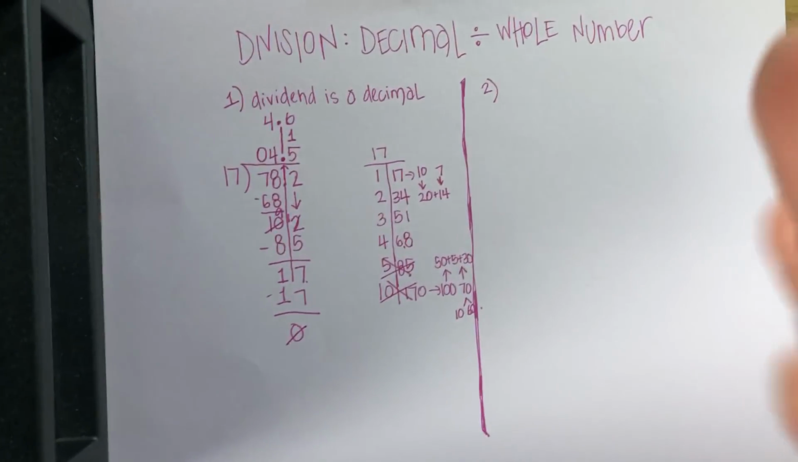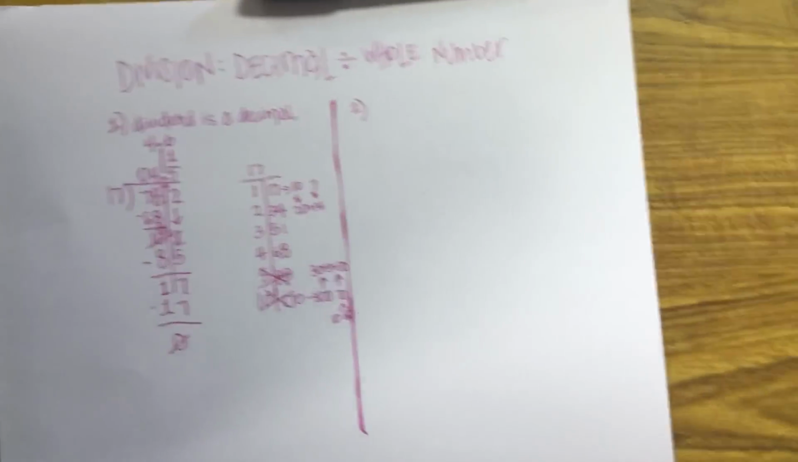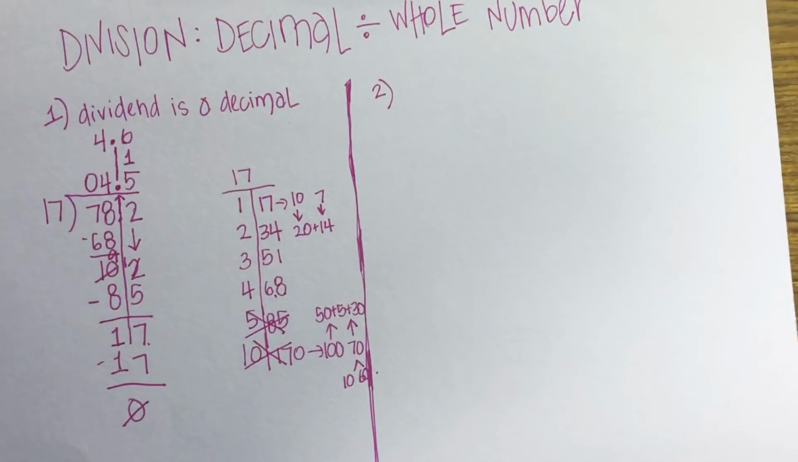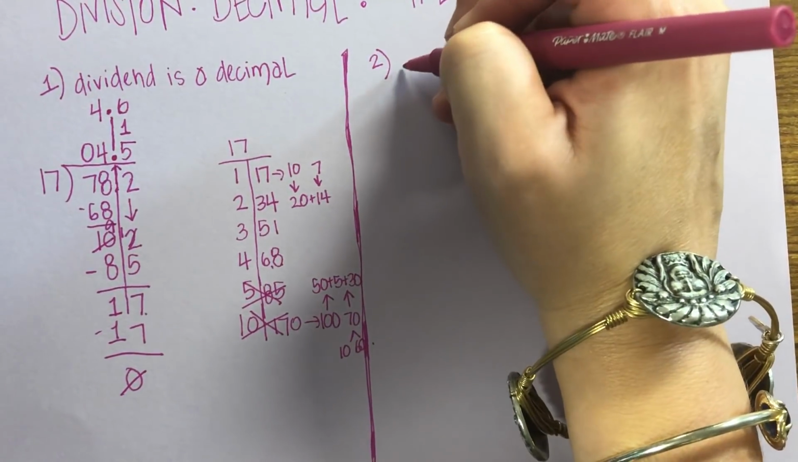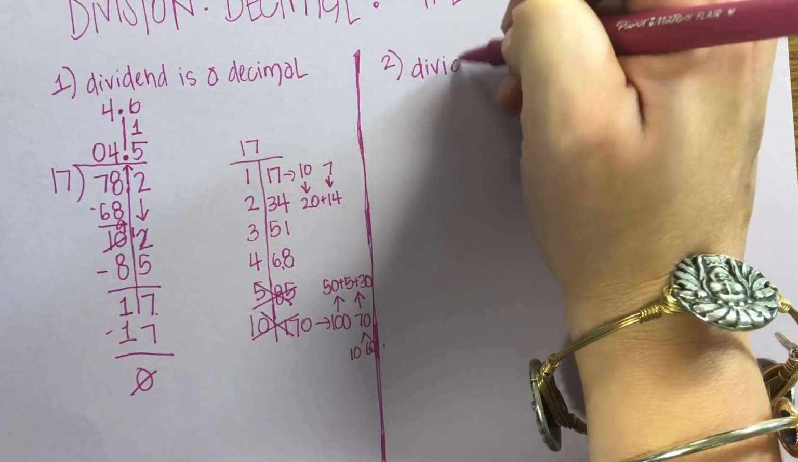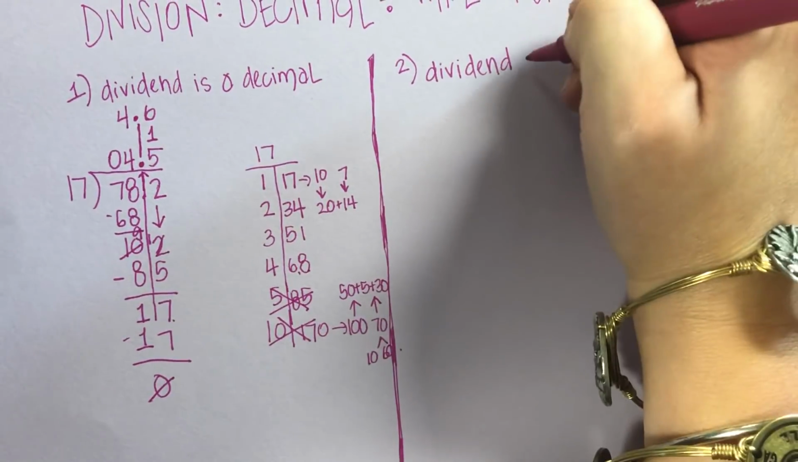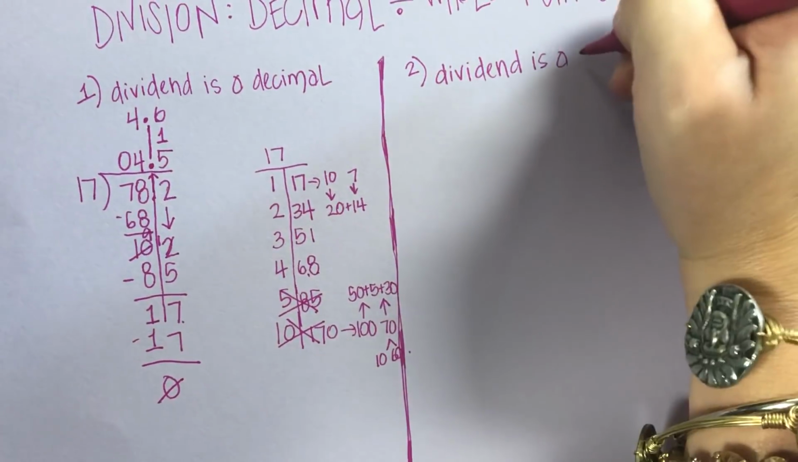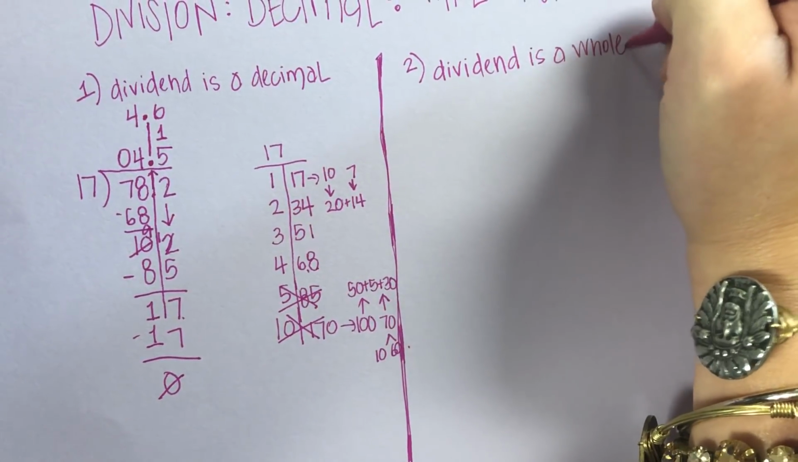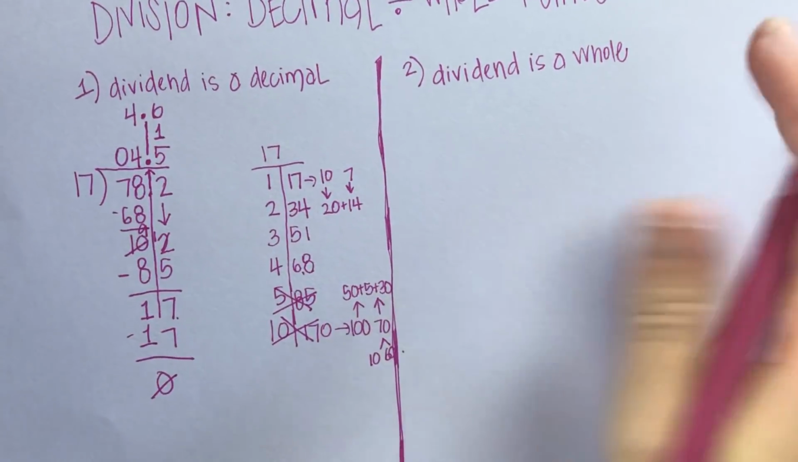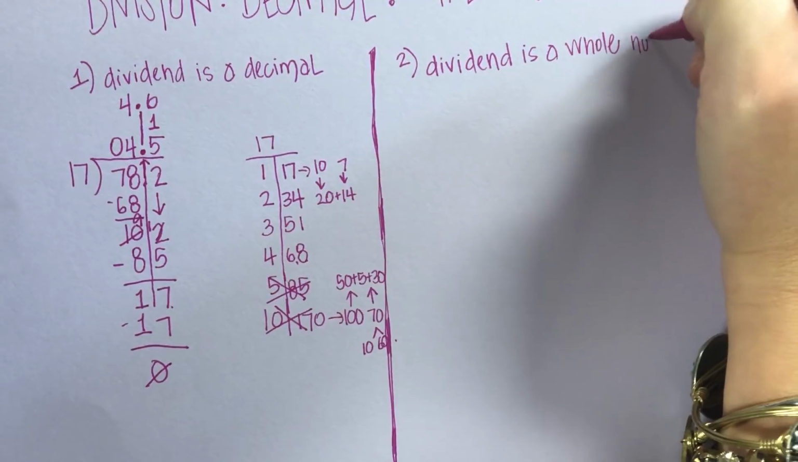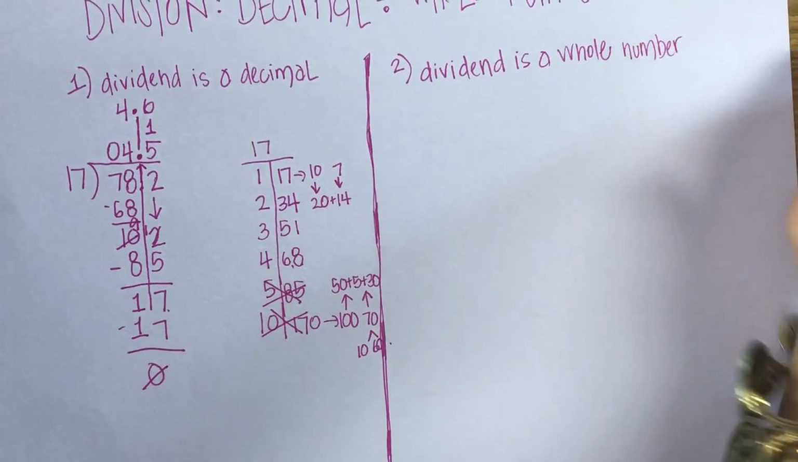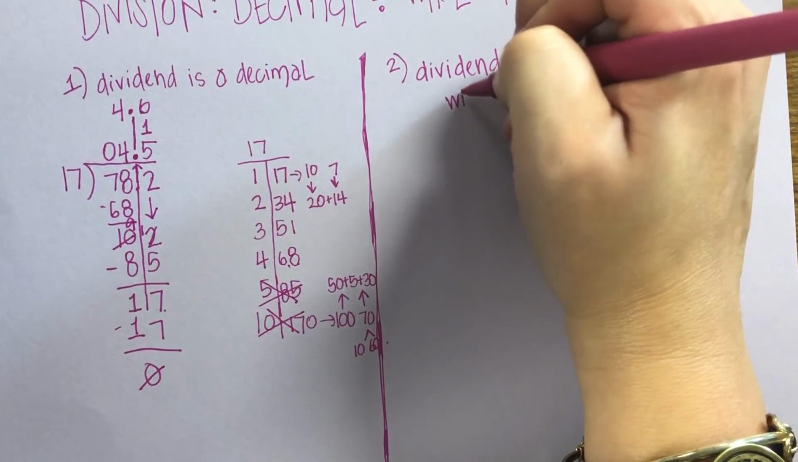The second scenario that we're going to look at today is going to be when our dividend is a whole number with a remainder.